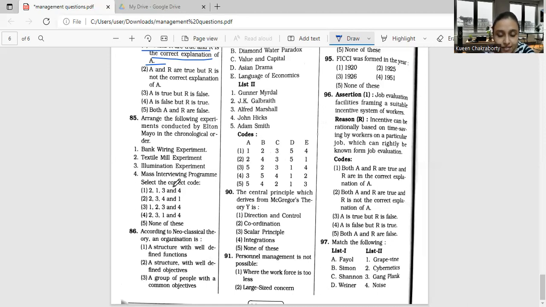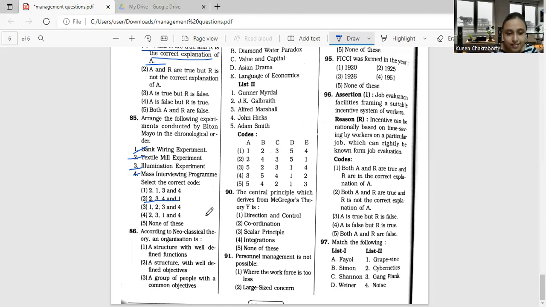So going by the sequence, we have 2 as the correct option, which is 2, 3, 4, and 1. Firstly, the textile mill. Then he had the illumination experiment. Then he had the mass interviewing. Lastly, the bank wiring experiment. So 2, 3, 4, and 1 is the correct chronological order.